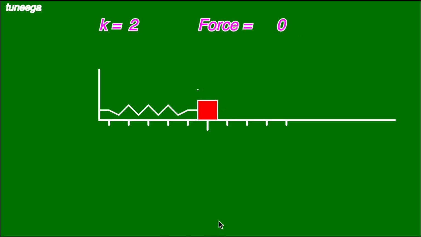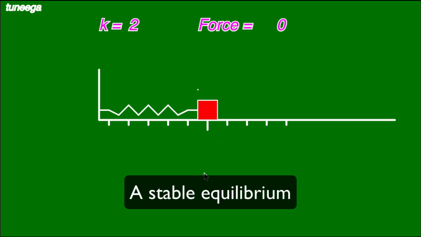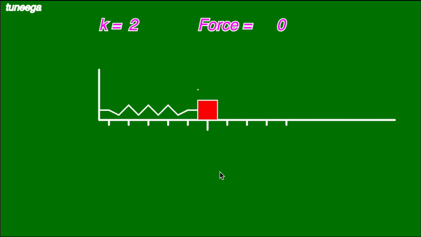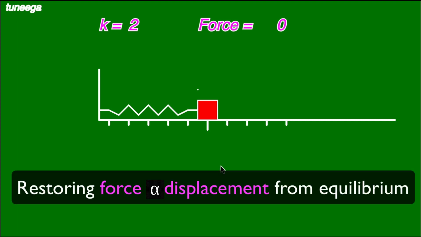So what are the prerequisites for oscillation? First, an equilibrium position. Second, it should be a stable equilibrium position. Now, is that enough to produce simple harmonic motion? No. You need one important condition, which is the so-called restoring force should be proportional to the displacement.